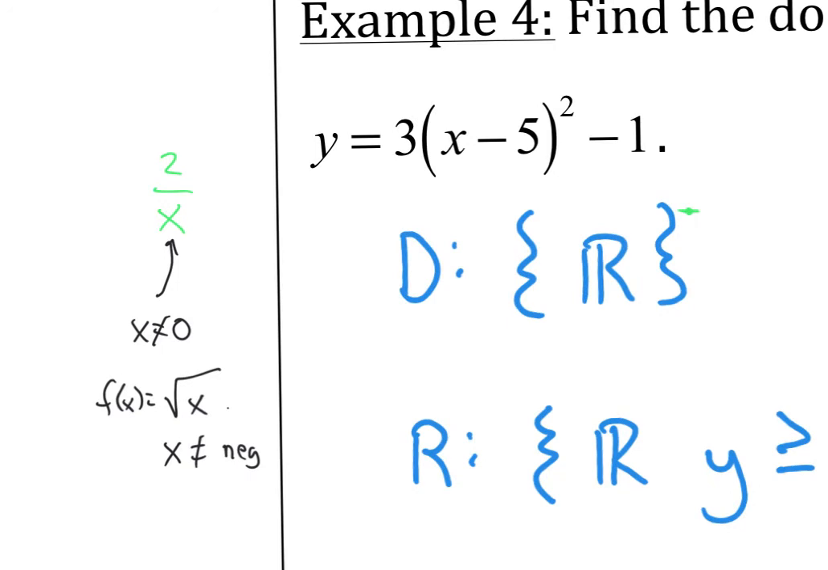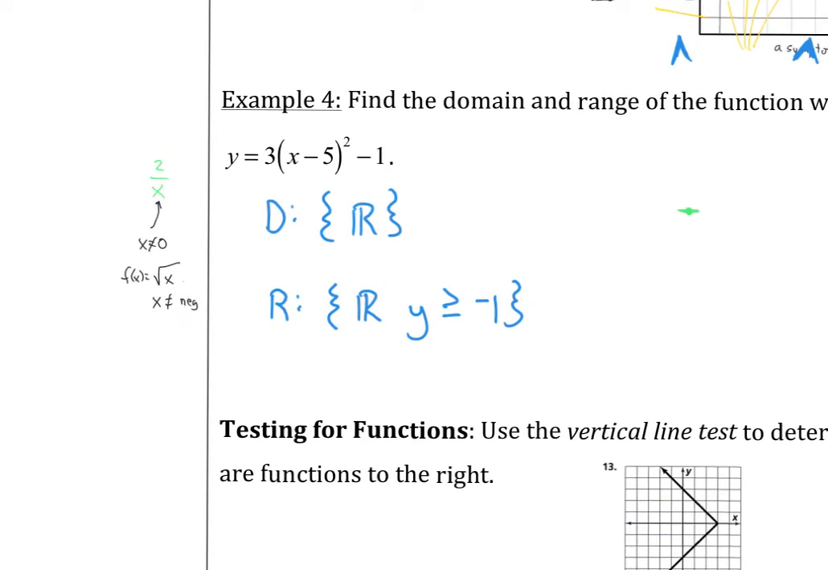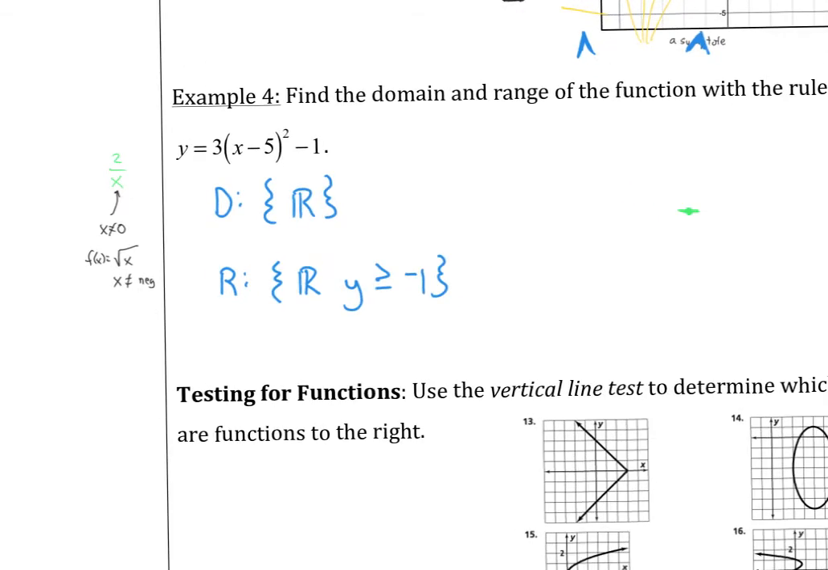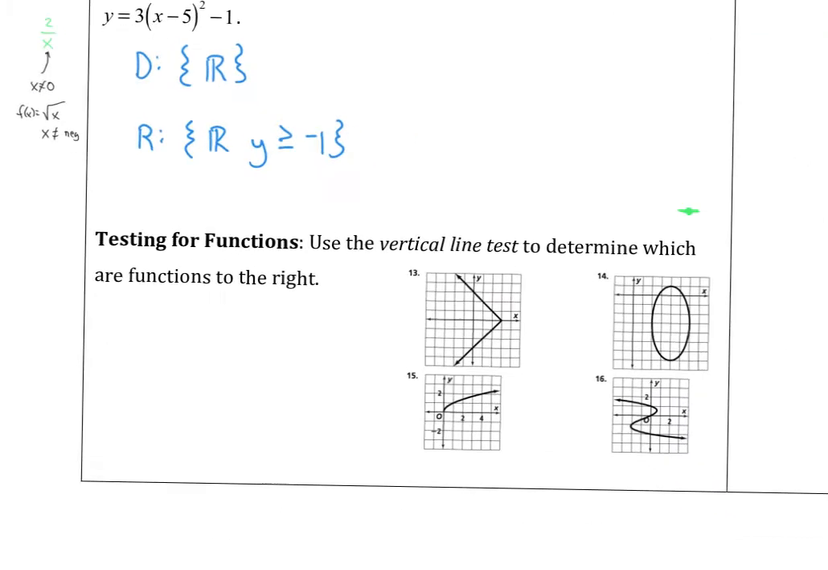And I'll give you a hint here. Probably 99% of the time, domain is going to be all real numbers. Most of the time, it's going to be all real numbers. Especially when you're given a rule like this. Okay? On a graph, your domain might not be, depending on the shape of the graph. But with a rule, almost 99% of the time, it's going to be all real numbers.